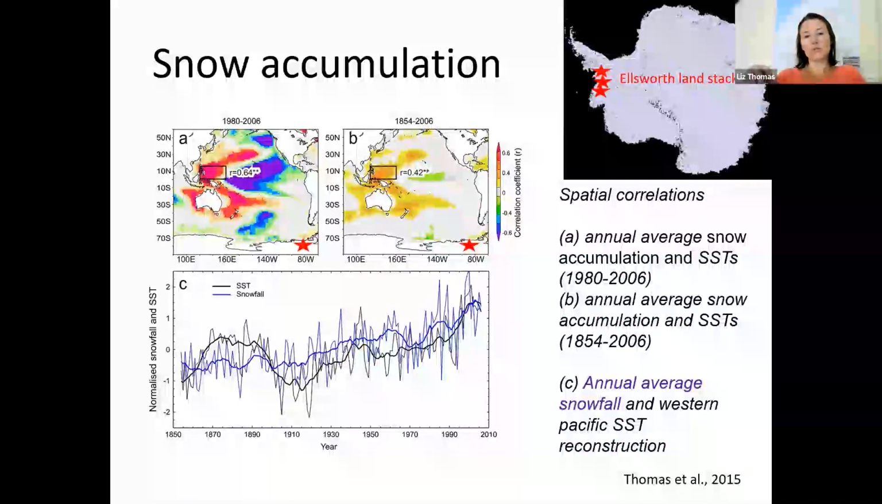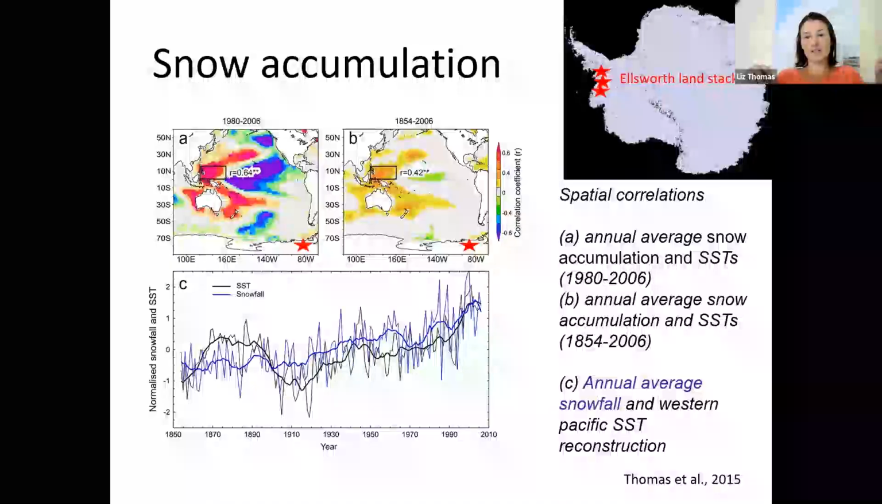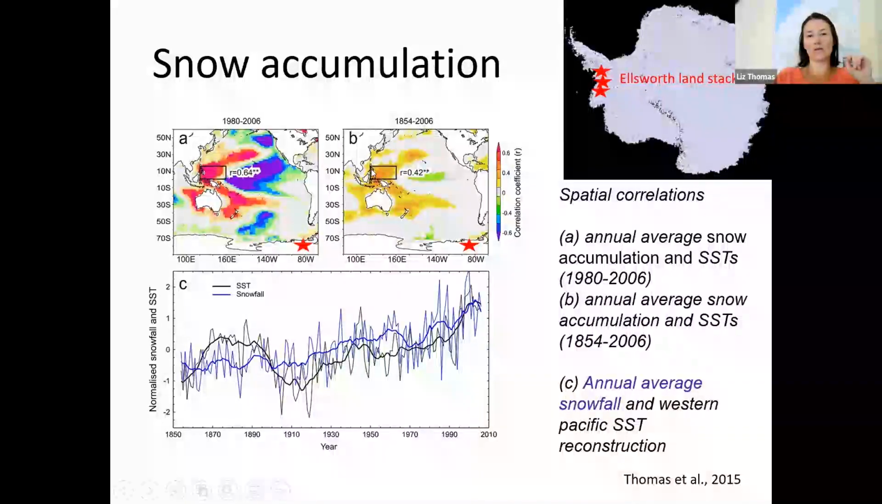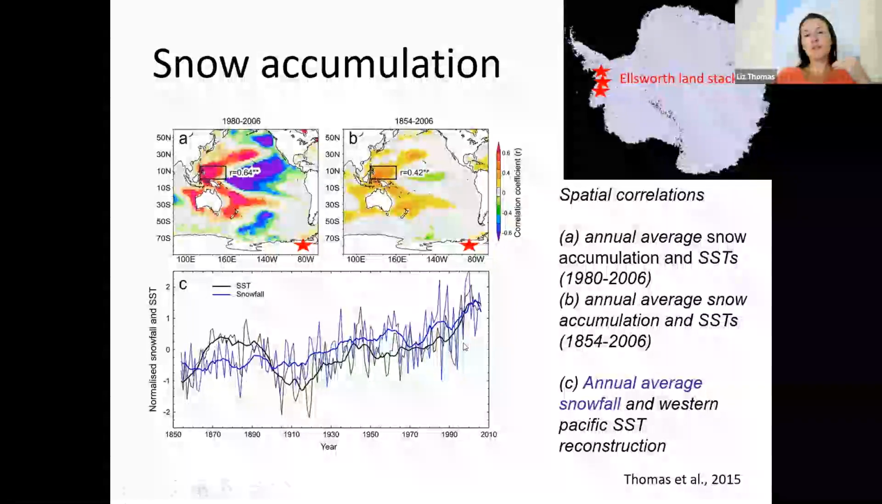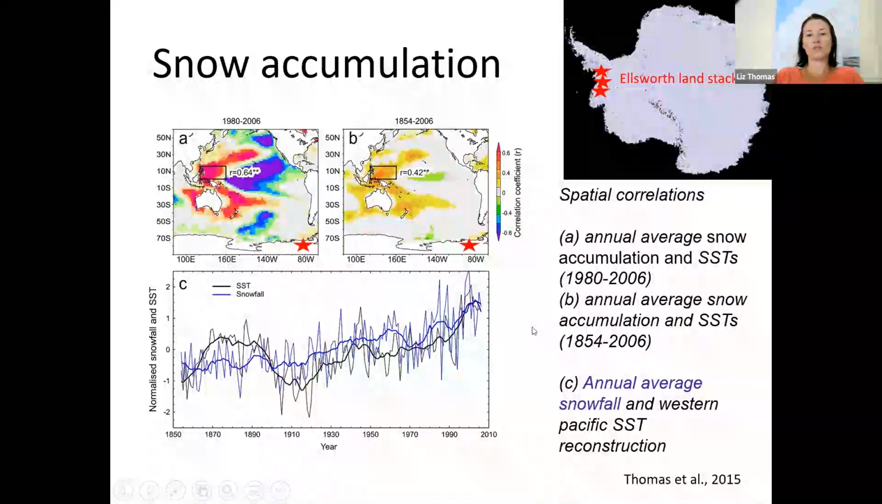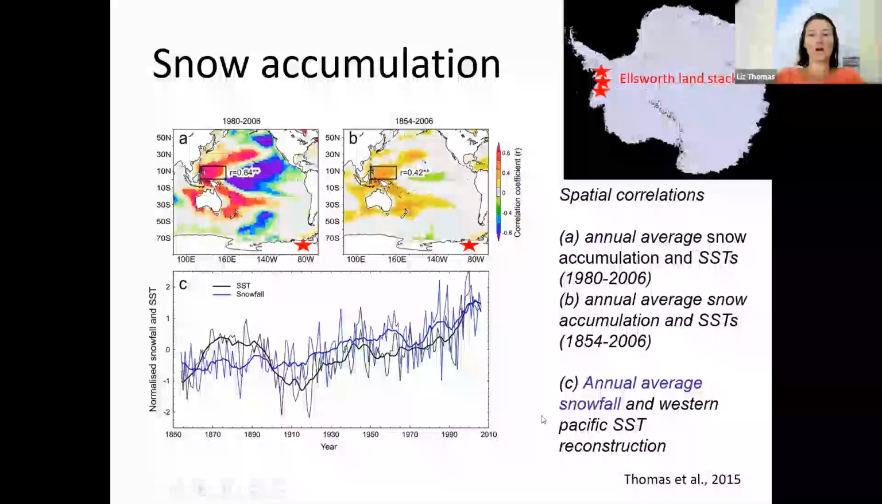And so on the bottom plot here, we've got the snowfall in blue, and then the sea surface temperatures just extracted from that black box that I've highlighted up here in the Western Pacific. And what we can see is that the sea surface temperatures here seem to display very similar trends. So we've got this very clear increasing trend in sea surface temperatures and snowfall during the 20th century, and very similar multi-decadal variability as well.